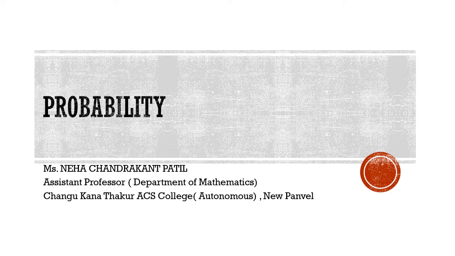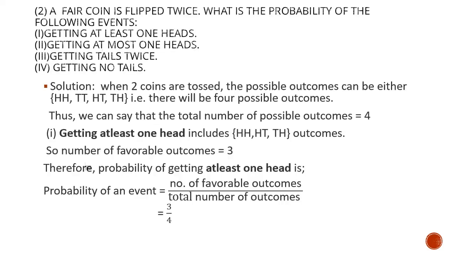In this session, we will see examples based on probability. Now, let's take this example. A fair coin is flipped twice. What is the probability of the following events? Now here we have a fair coin.